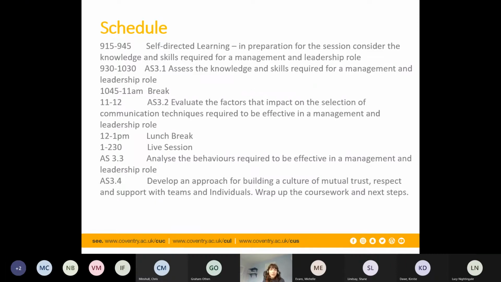So for the next hour, we're going to be looking at knowledge and skills in terms of management and leadership. We'll have a short break, then we'll look at communication techniques before lunch. 12 till 1 we'll have lunch, then we'll go over behaviours, and then we'll look at trust, and then we've done all the content for the session. Then I'm available if anyone wants a one-to-one afterwards, and we can look at your particular scenario and work on that.